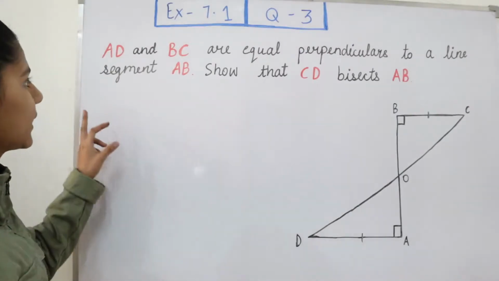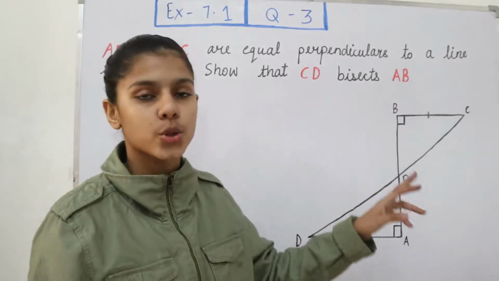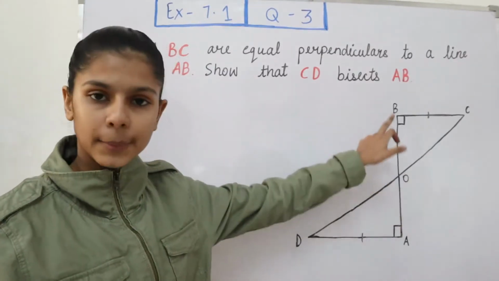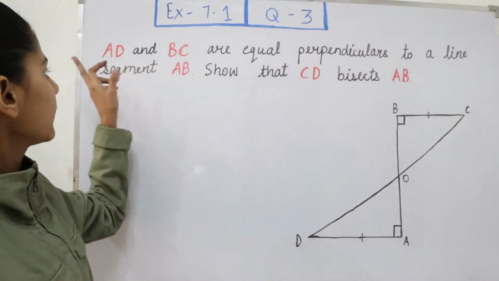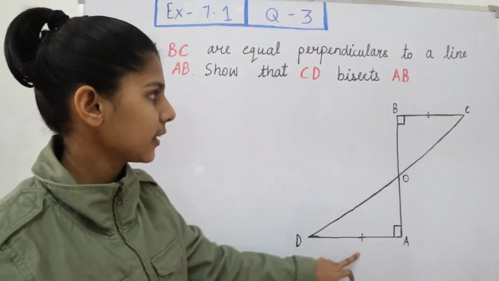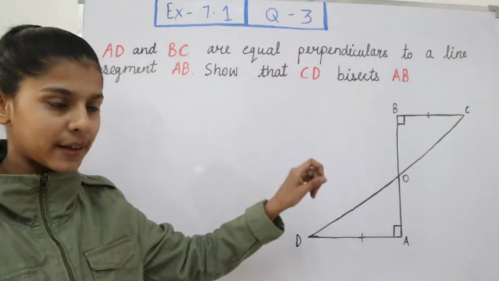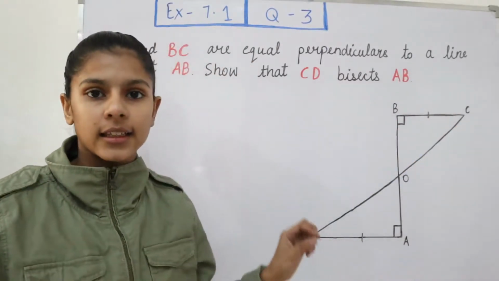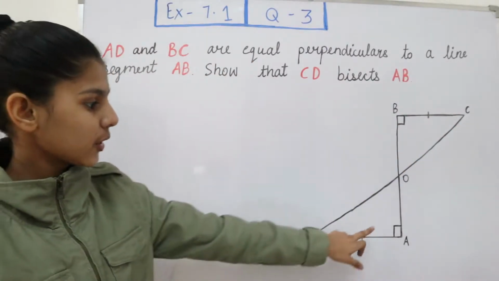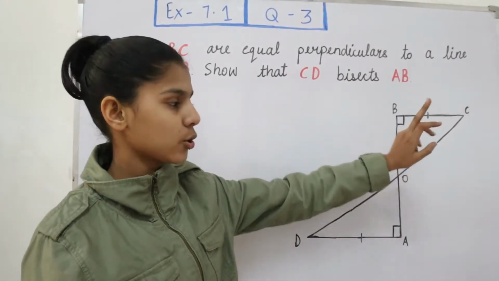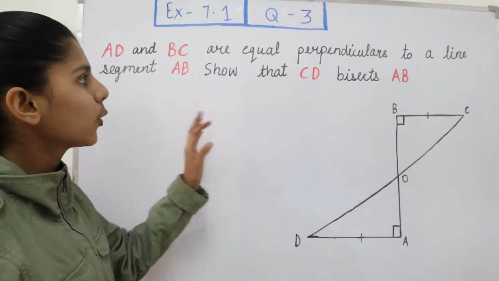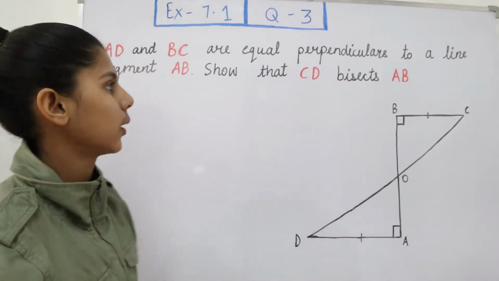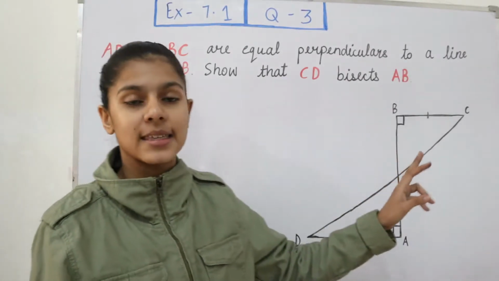So the question is, AD and BC are equal perpendiculars to a line segment AB. As you can see in the figure, there is a line segment AB, and AD and BC are equal perpendiculars. This means the line segment AB and the line segments BC and AD are forming 90-degree angles. You can see that here it is a 90-degree angle and here also it is a 90-degree angle. They are equal perpendiculars, which means AD is equal to BC. They are equal. Then show that CD bisects AB.